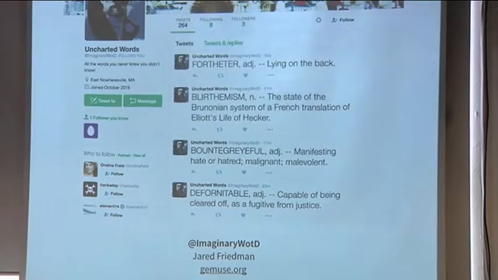This is a bot called Uncharted Words by Jared Friedman, and it invents a new language. For example, bountegrahiaful, adjective, manifesting hate or hatred, malignant, malevolent.